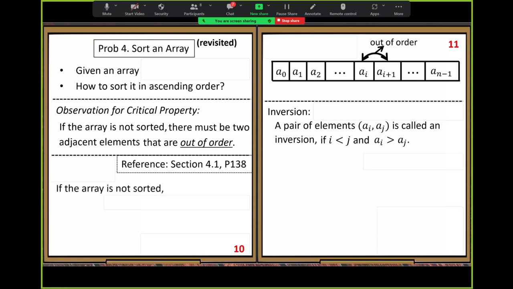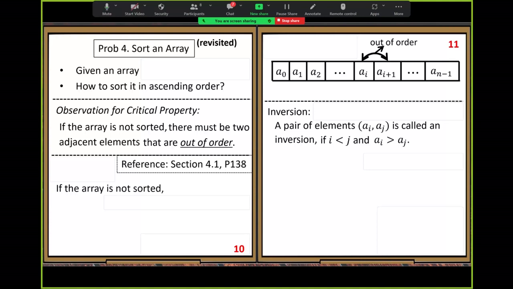All right. Now, if the array is not sorted, let's try to use the inversion concept to understand whether a given array is ordered or not.